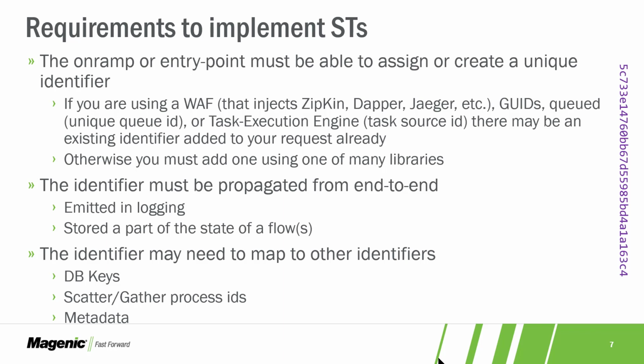We need a unique identifier of some kind that is going to follow us all the way from end to end. So on the digital side of the equation, we can use something like a Zipkin or Dapper or Jaeger token. And where do those come from? They usually come from the web application firewall or the load balancer closest to the world, right? And we can add those things, and those are added to the header in our flow.